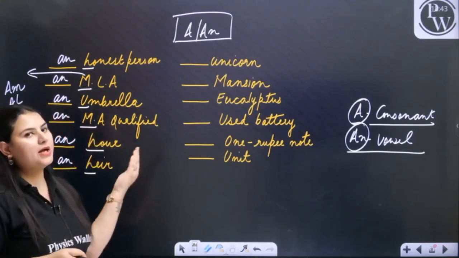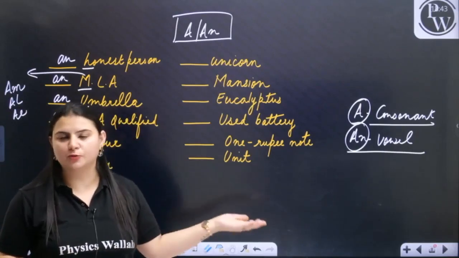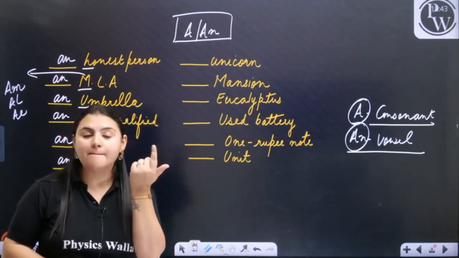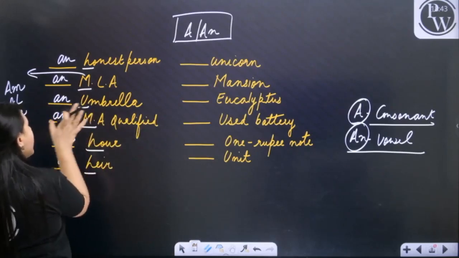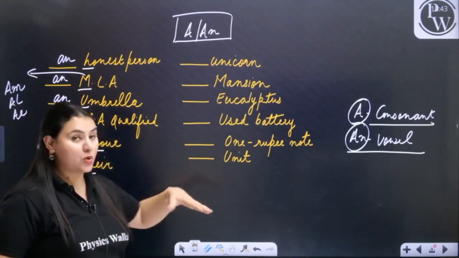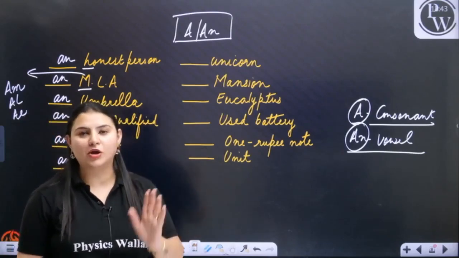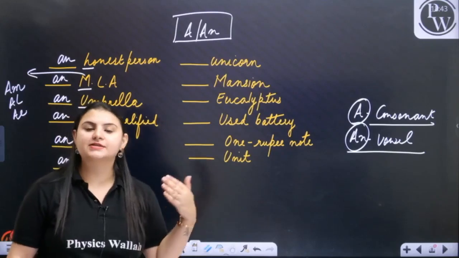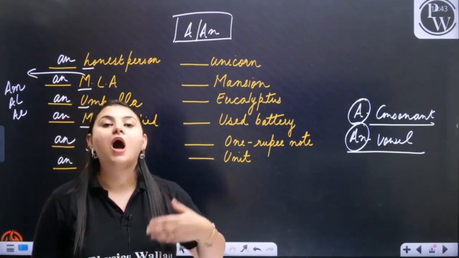Umbrella. Umbrella is starting with A. Obviously, U is a vowel, so it's very simple that we have to put an before it. But we'll still listen to the sound. Umbrella is starting with A. MA qualified is starting with A. R, H is silent. Though it is starting with a consonant, the sound is starting with R.